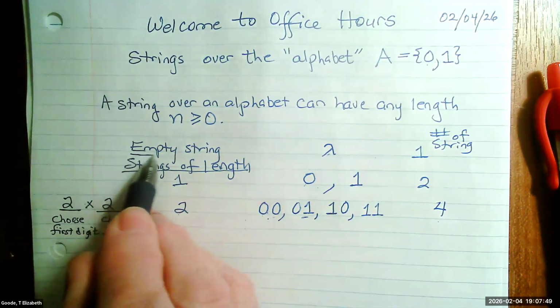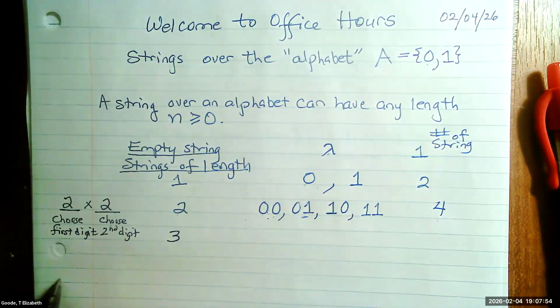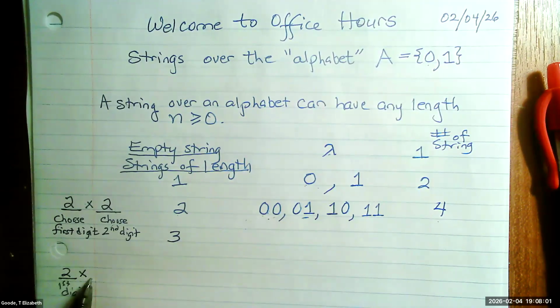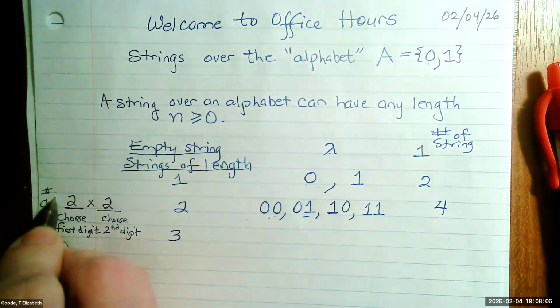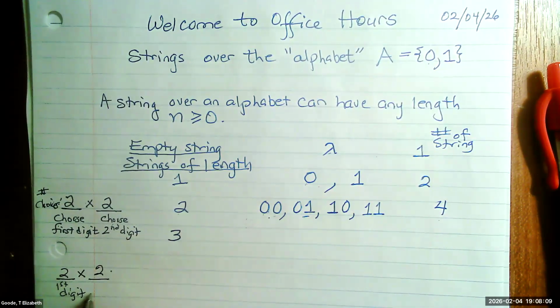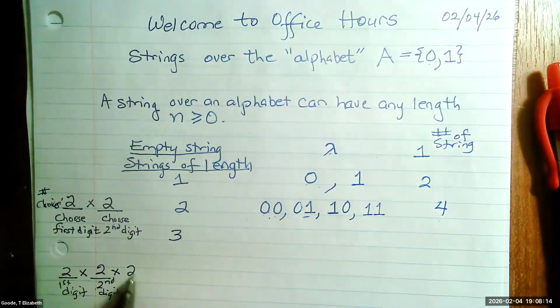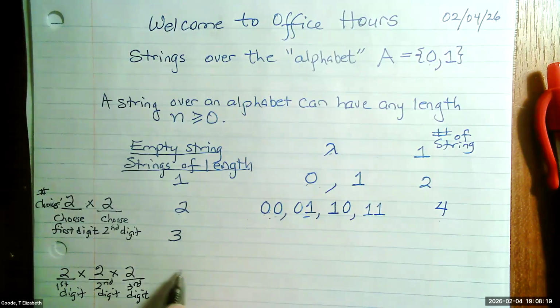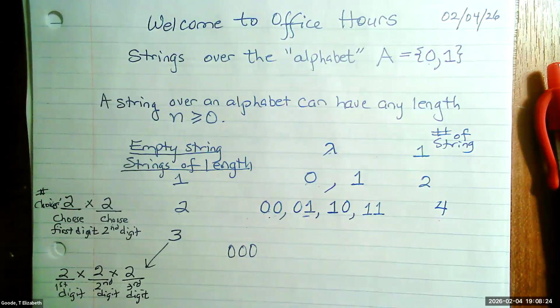Let's just try strings of length three. Okay, we'll have a first digit and we'll have two choices for the first digit. It'll be a 0 or a 1. Here I'm counting the number of choices. Two choices for the second digit. It could be a 0 or a 1. And then we'll have two choices for the third digit. It could be a 0 or a 1. So strings of length three, well, 0 is one of them.